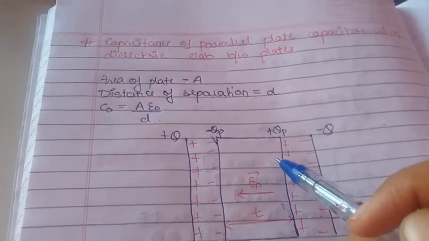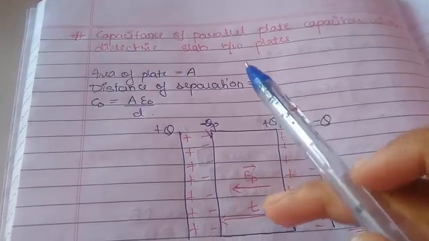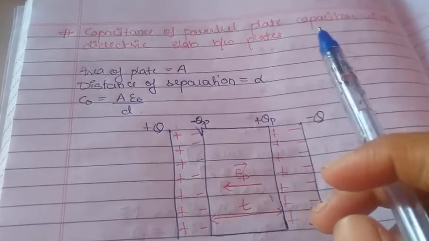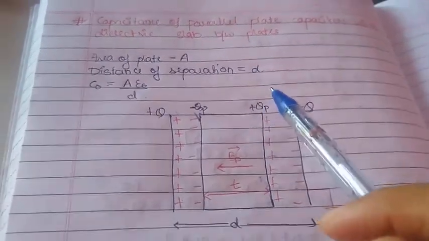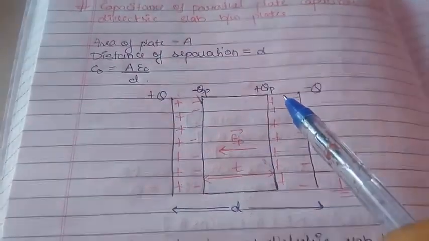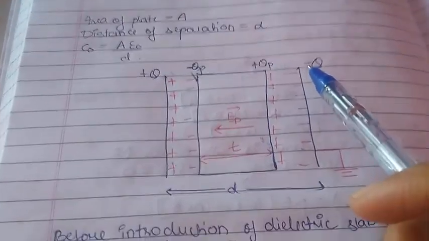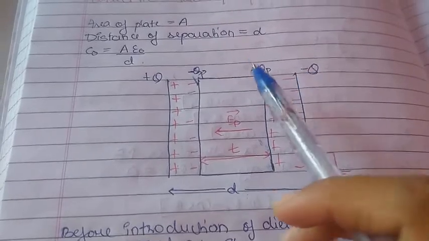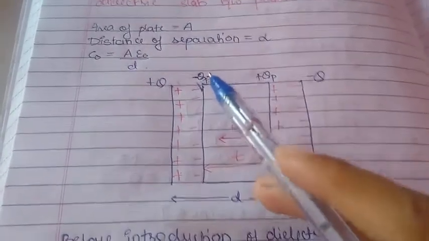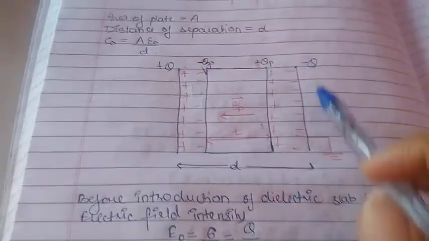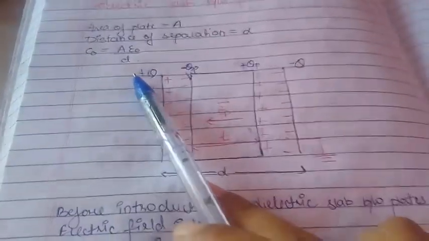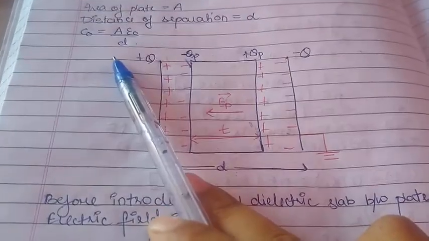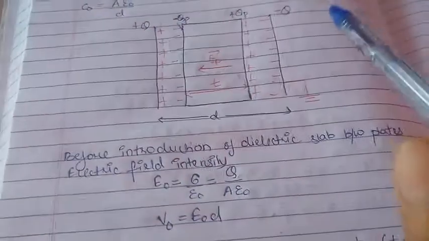Hello students, in this lecture we will learn about the capacitance of a parallel plate capacitor with a dielectric slab between the plates. Now consider a parallel plate capacitor having charges plus Q on one plate and minus Q on the other plate. Let the area of the plates be A and the distance between the two plates be D. Now the capacitance which we have learned earlier can be written as A epsilon naught by D.